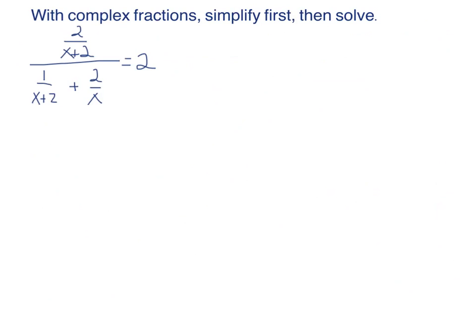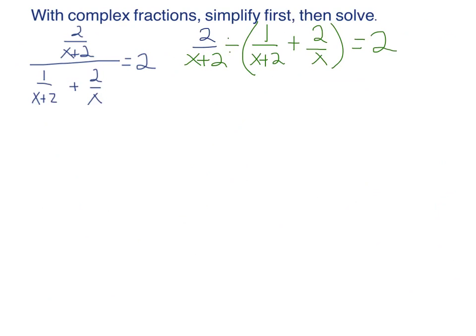And now here's my favorite type, complex fractions. So we've got fractions in fractions. And the way to do this is you want to simplify first. So simplify the top to just one fraction, simplify the bottom to just one fraction, and then we can solve. Alright, so we've got 2 over x plus 2, and then it's divided by 1 over x plus 2 plus 2 over x equals 2.